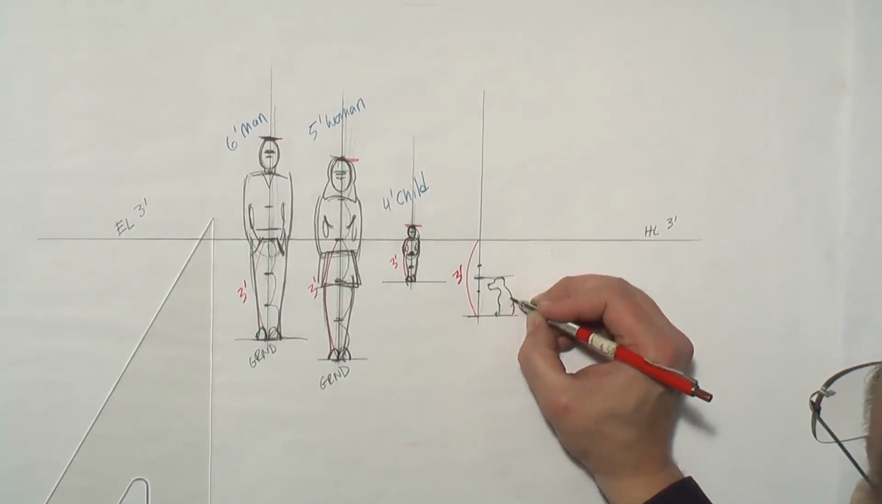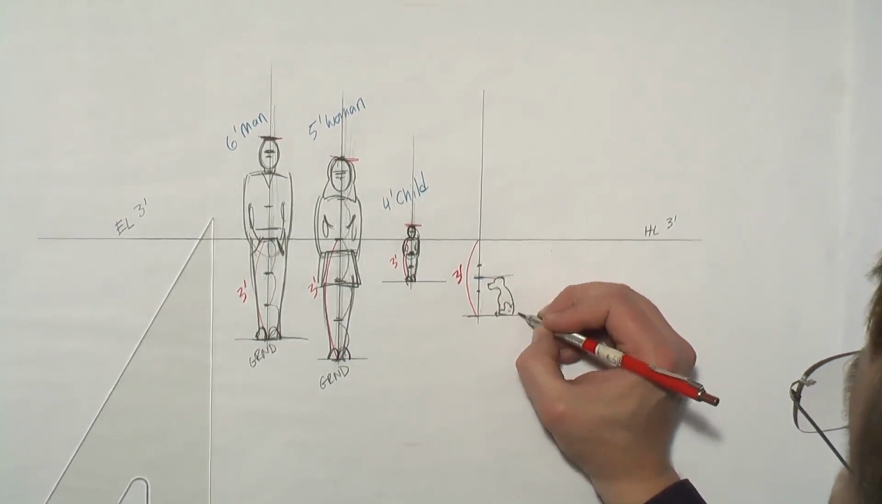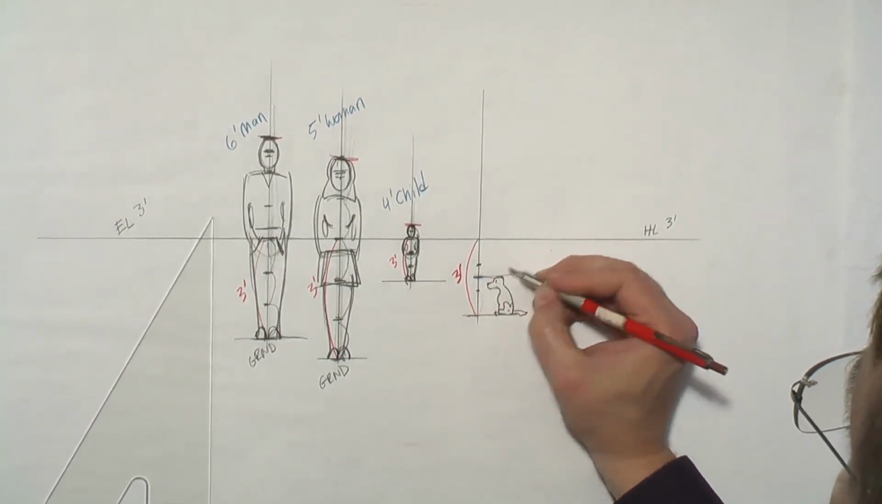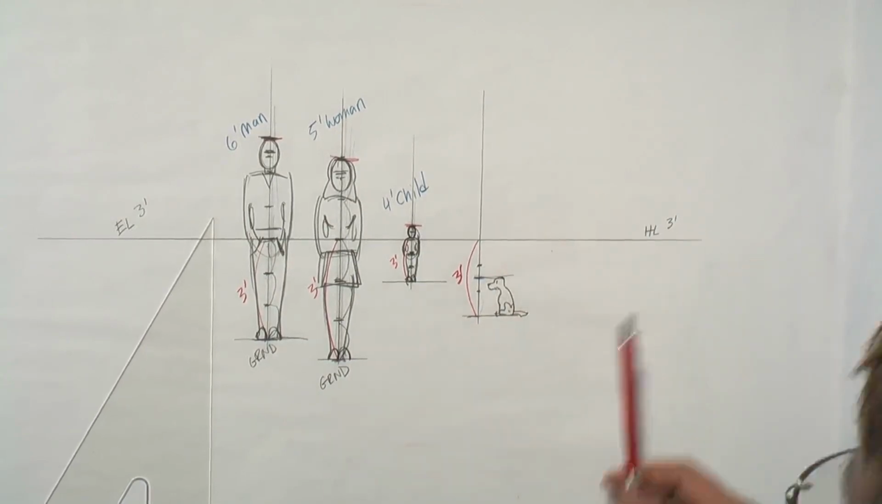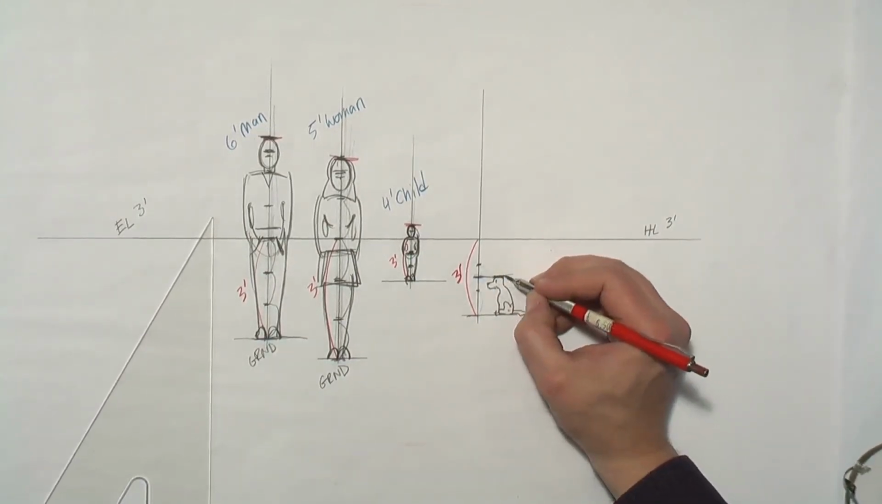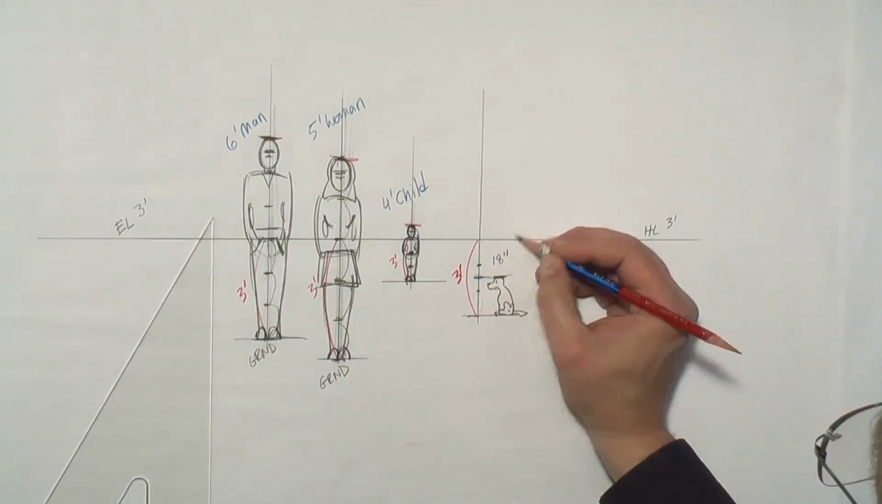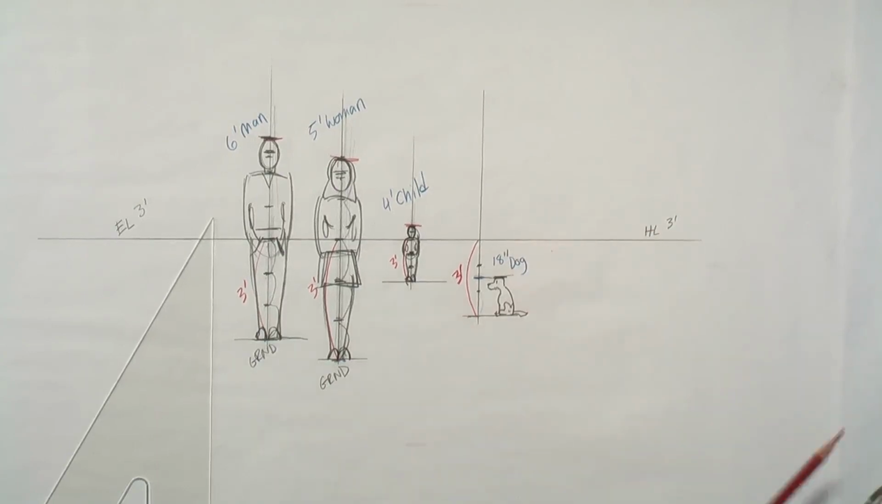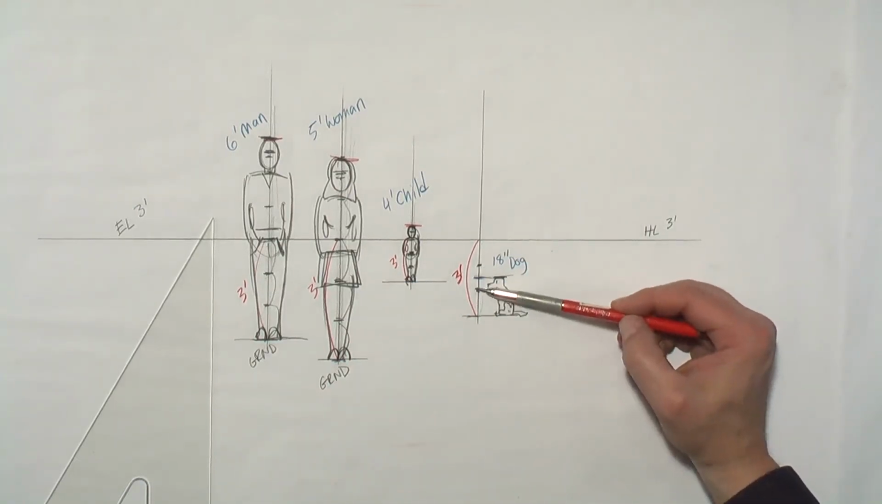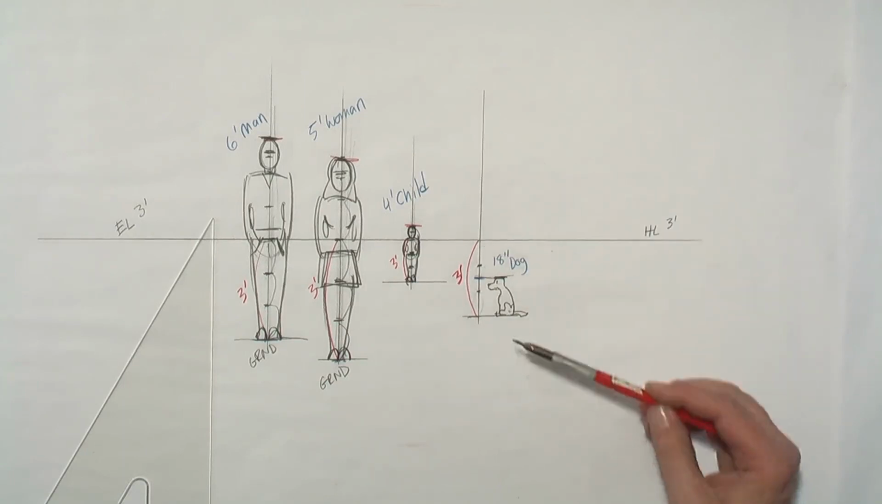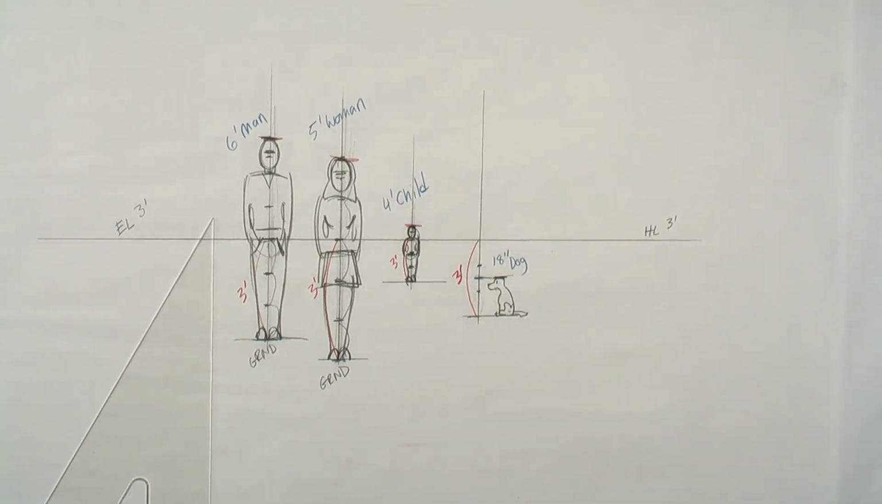Some sad-looking dog there. All right. Okay. That's 18 inches. So that is an 18-inch dog, but further forward than the child, but not as far forward as the man or the woman. And that's at 18 inches because, again, we carefully counted increments. 1, 2, 3. We could keep going, but we don't need to because the dog's only half the distance to the eye level.